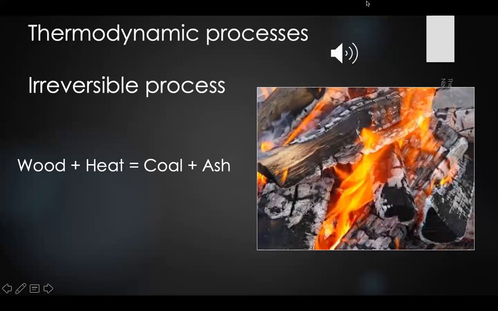Look at the image here. We see wood burning into coal and then ash. Can this be reversed? Absolutely not, we cannot. An irreversible process is what we encounter in reality almost all the time. The system and its environment cannot be restored to their original states at the same time. Because this is what happens in nature, it is also called a natural process.